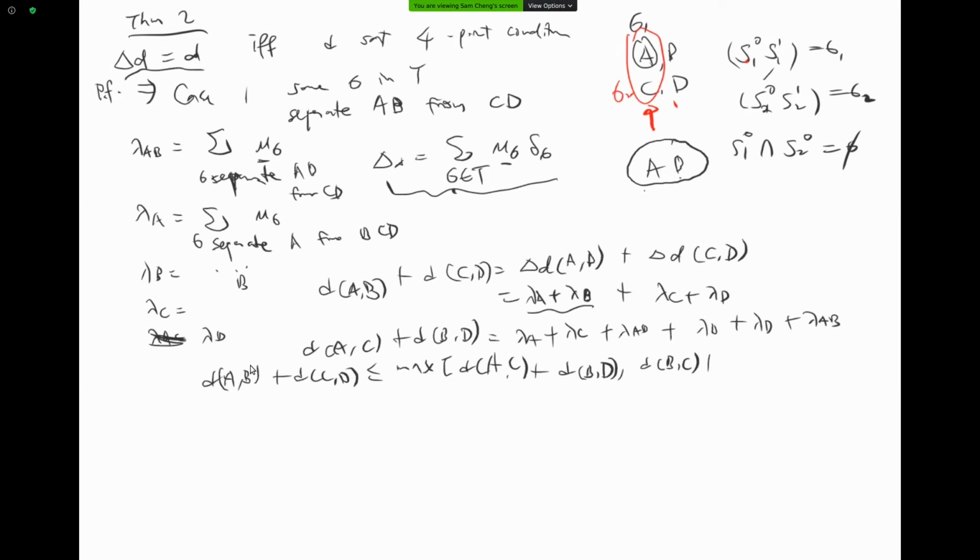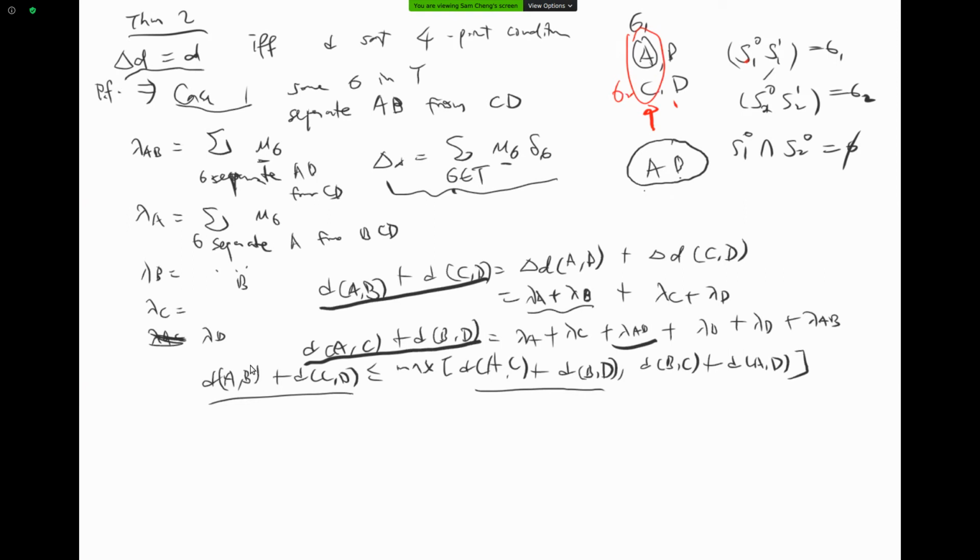And of course, because all the mu sigmas are bigger than or equal to 0, therefore lambda A, lambda AB and lambda ABCD are also bigger than or equal to 0. So I will have lambda AB bigger than or equal to 0. Therefore this is bigger than this, so I already have this here. So for this case, it works. So yeah, I will try one more case.